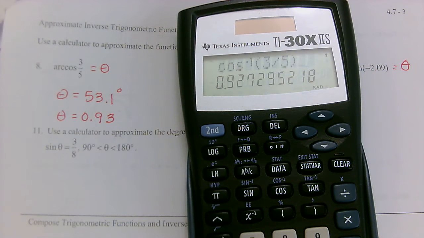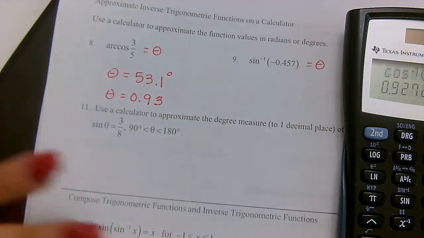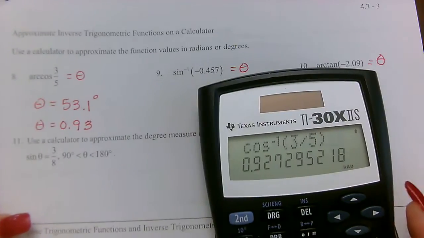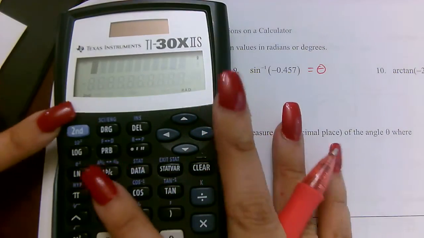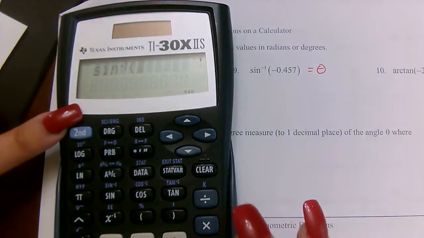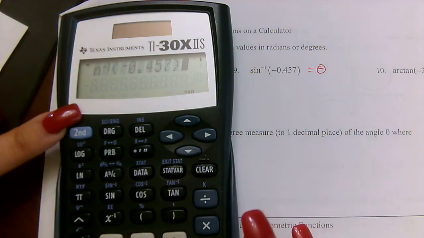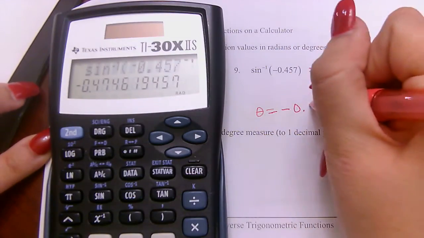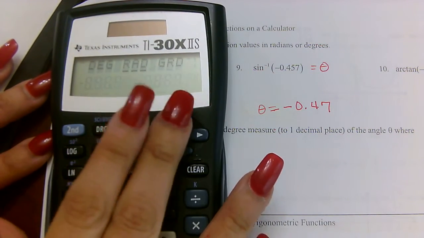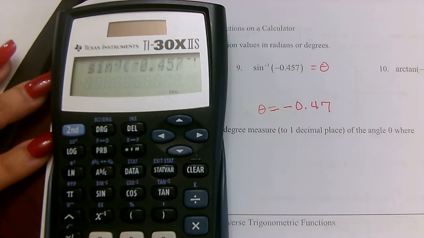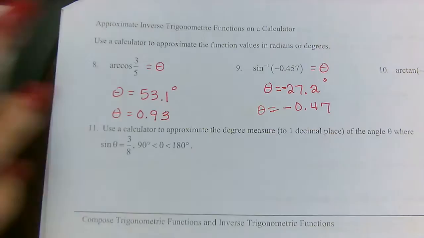Okay, the next one is the same thing. These are not on the unit circle, so all we're doing is plugging them into the calculator. Second sine, and then use the negative 0.457 and press enter. Negative 0.47 radians. If I wanted to do degrees, I would make sure that my calculator is on degree mode, and then when I press enter, I get negative 27.2 degrees.